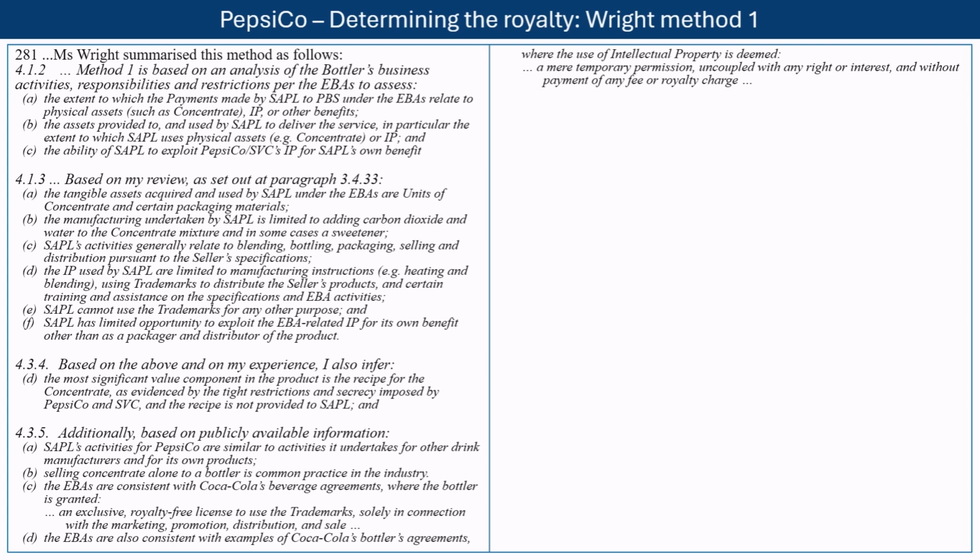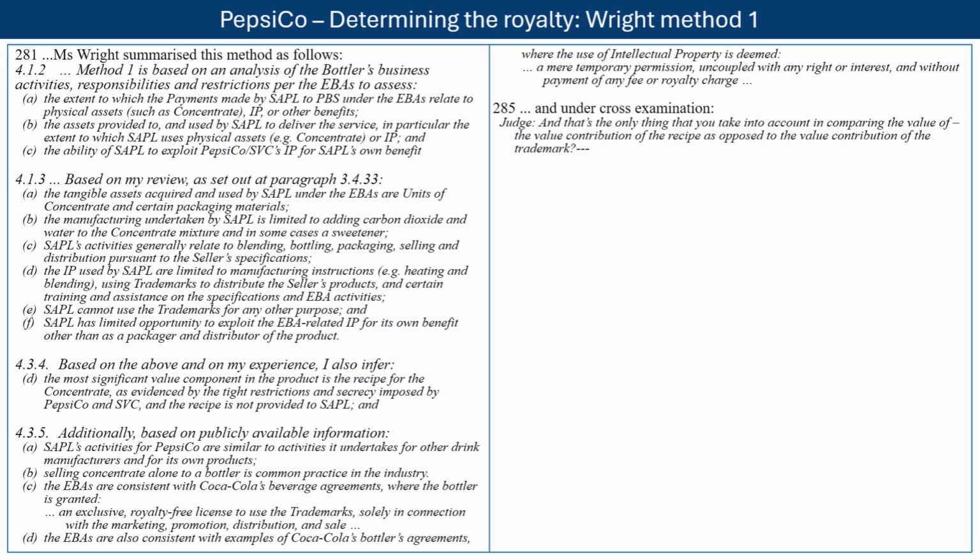To me, this seems like a perfect analysis in a transfer pricing world. Remember, we are not in a transfer pricing world because we are dealing with unrelated parties. And then the judge goes and cross-examines her. And this is what I'm talking about burning down, because he's not happy with her coming to the conclusion that there is zero royalty. So the judge said, and that's the only thing you take into account in comparing the value of the contribution of the recipe as opposed to the value of the trademark.